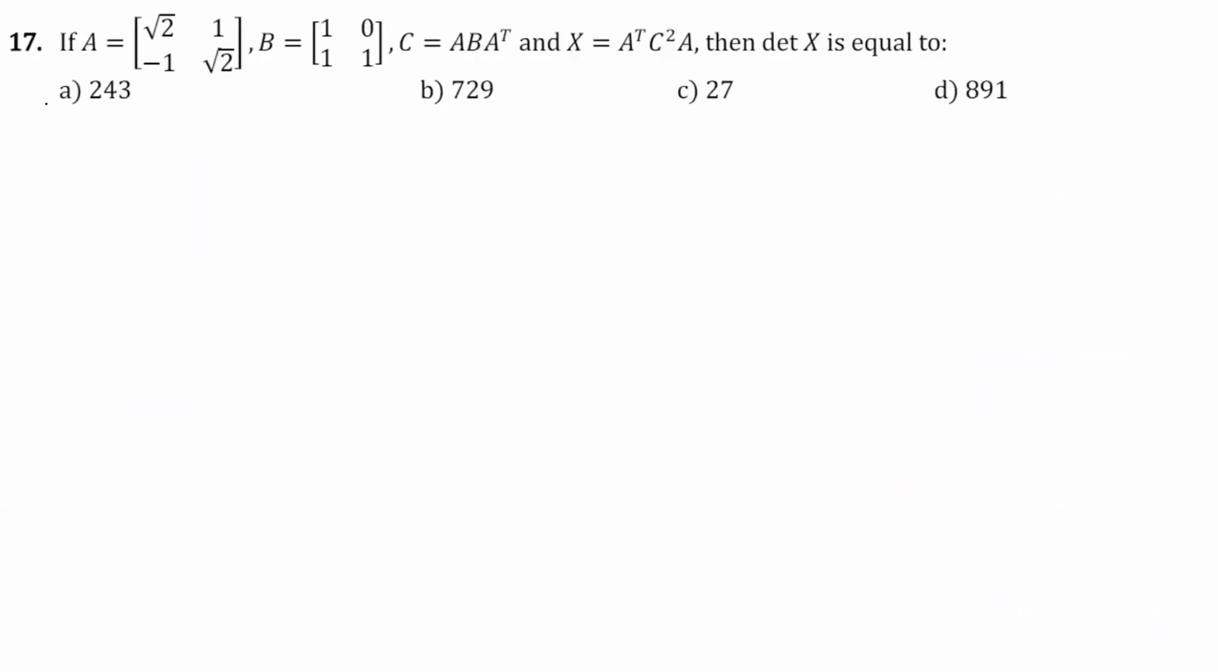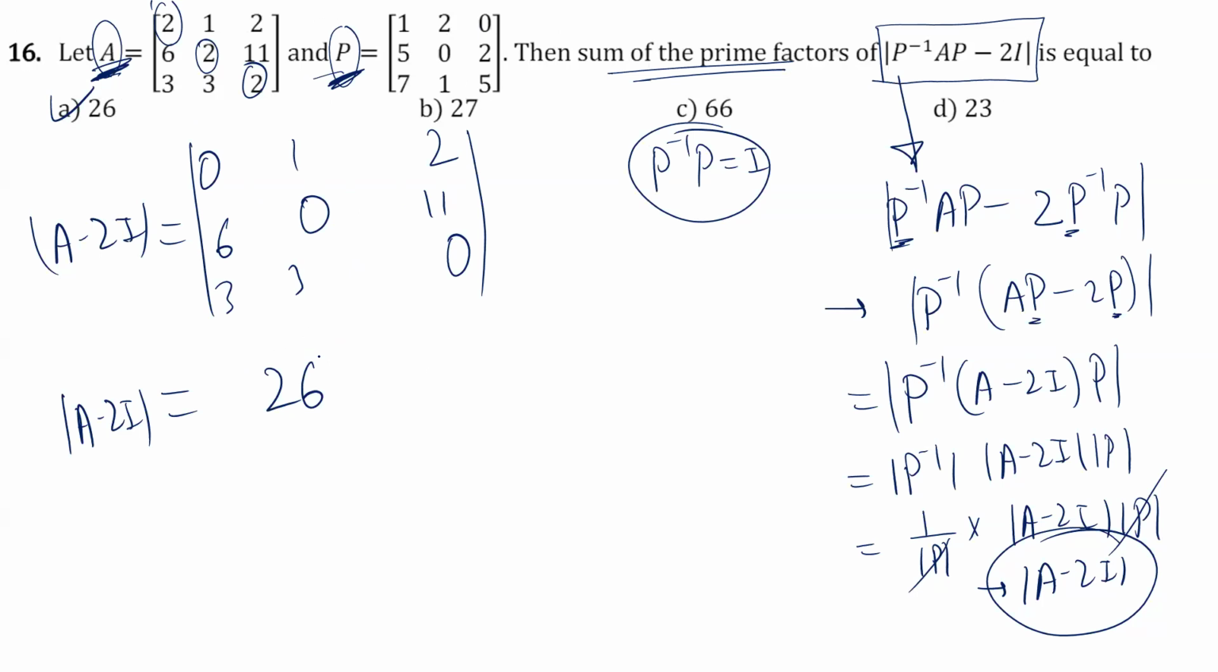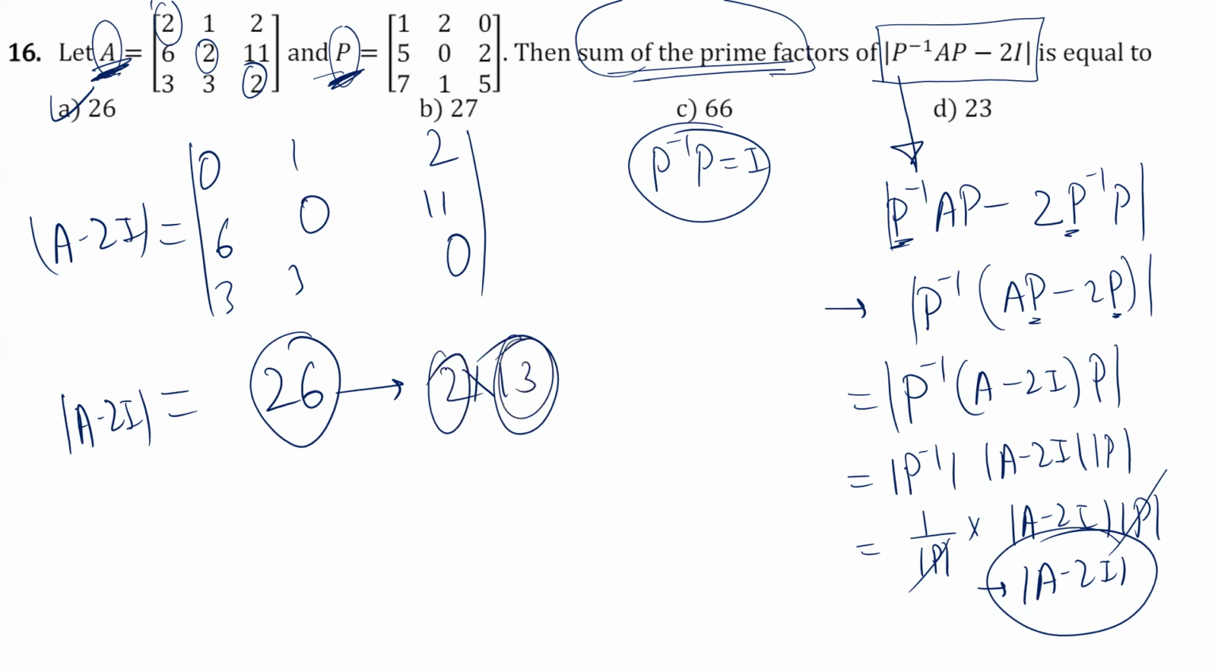Let us move to the next question. This is also a little tricky. C is A B A transpose, and X is A transpose C square A, then determinant of X is equal to. Yes. In the last question, you need to find the sum of prime factors. So here prime factors will be how much? 3 and 12. So this is a prime. Sorry. 2 and 13. This is also a prime number. This is also a prime number.